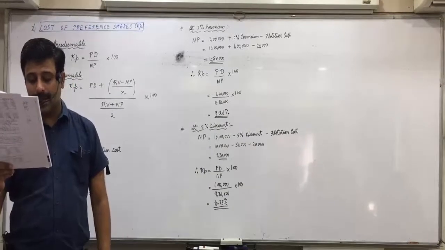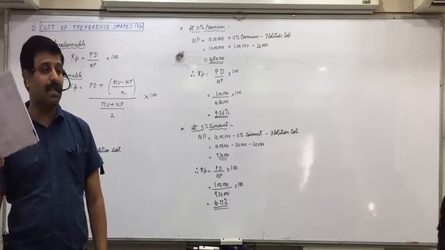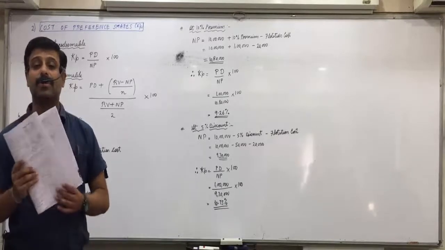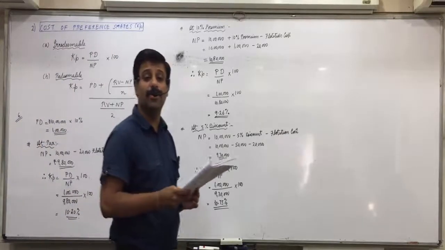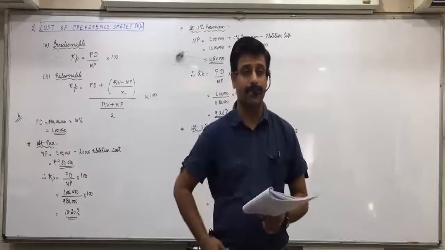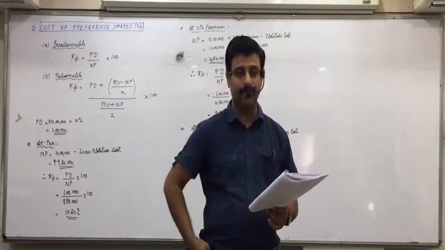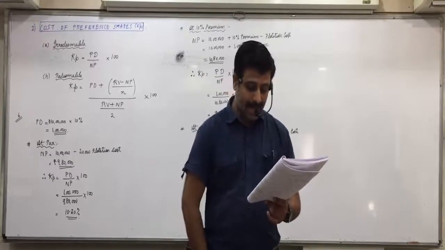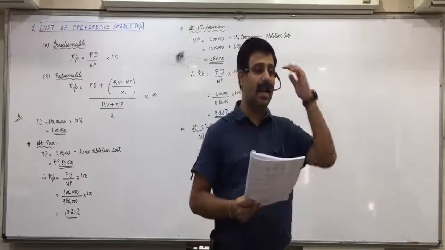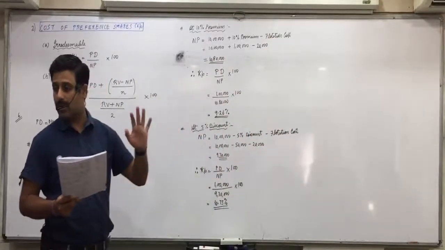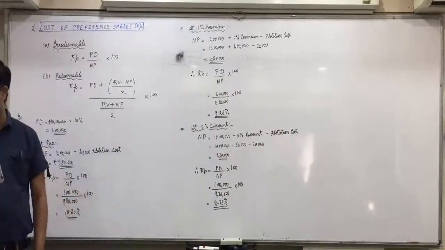Then redeemable at 15% premium. Now, redeemable at 15% premium, so what will be the redemption value? 10 lakhs plus 15% premium, 1 lakh 50,000, so the redemption value is 11 lakh 50,000. Did everyone understand this?